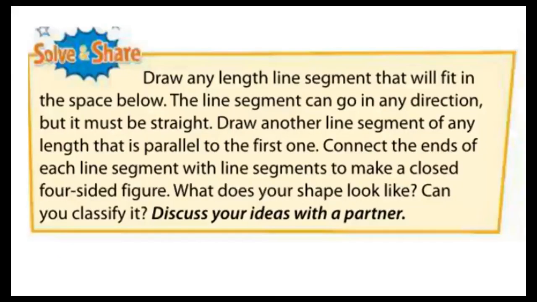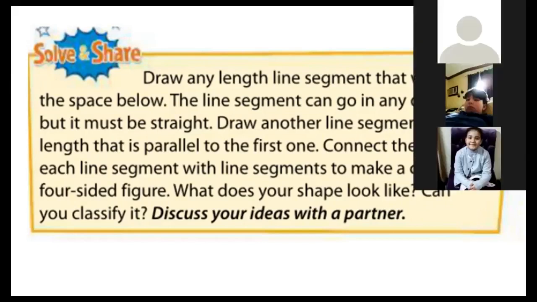After opening your book, page 857, Solve and Share, listen to me, please. Draw any length line segment that will fit in the space below. The line segment can go in any direction, but it must be straight. Draw another line segment of any length that is parallel to the first one. Connect the ends of each line segment with a line segment to make a closed four-sided shape. As I told you, the polygon must be closed.